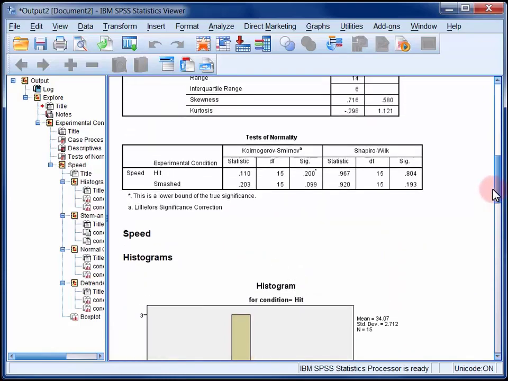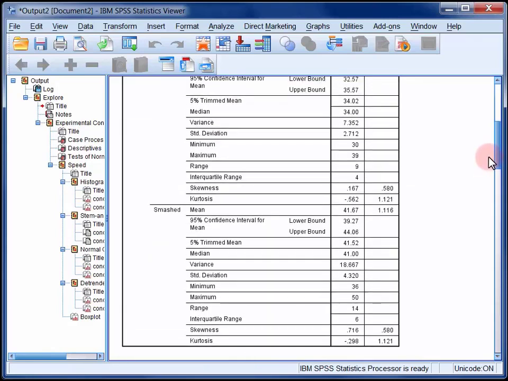Now the first part of the output that we can look at are the skewness and kurtosis figures. Skewness is a measure of symmetry, whereas kurtosis is a measure of how tall or flat the distribution is. When both are zero, the distribution is approximately normal. Now as a rough rule of thumb, if the skewness and kurtosis figures are more than twice their standard errors, then you have cause for concern. Now here they're not, and that's good news.